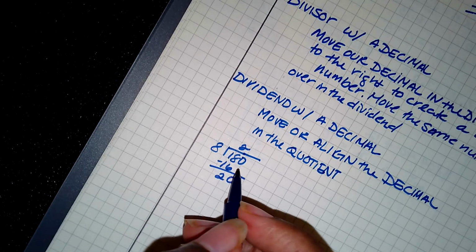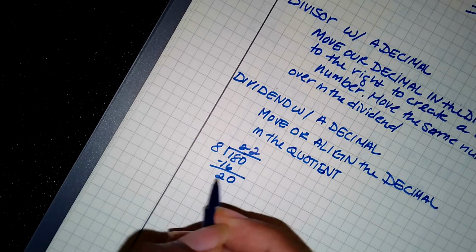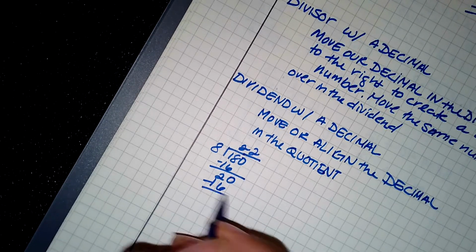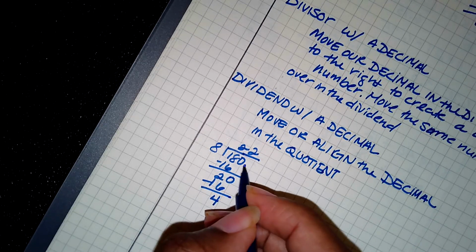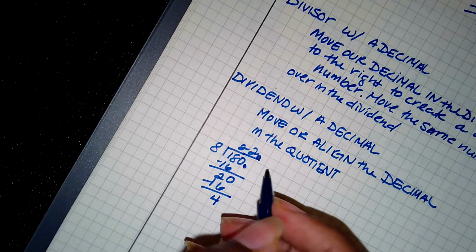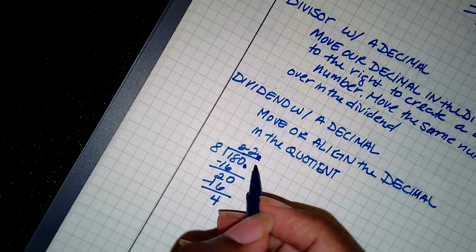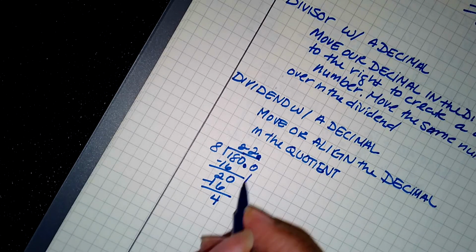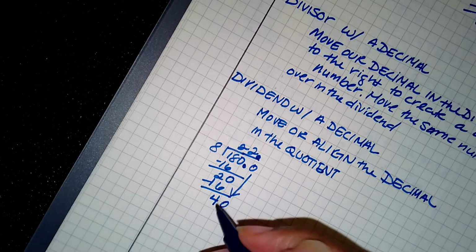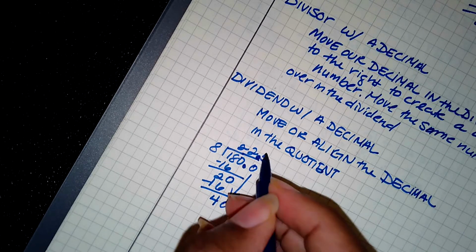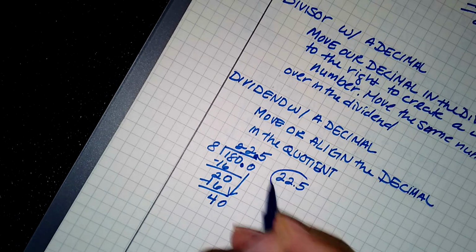8 goes into 20 twice, and that's 16. So that is 4. I'm going to add my decimal point and add my decimal point up top. So in my dividend and in my quotient, I'm going to put a 0, and I'm going to bring down my 0 here. 8 goes into 40 5 times. So my answer is 22.5.